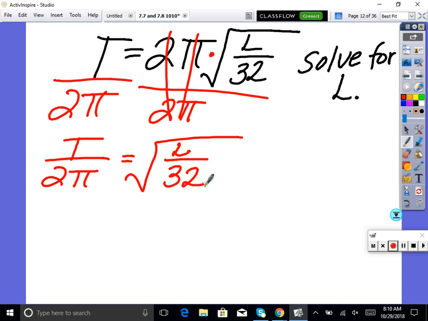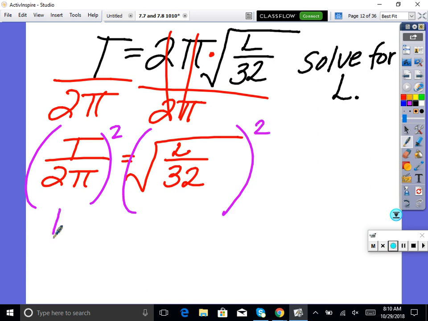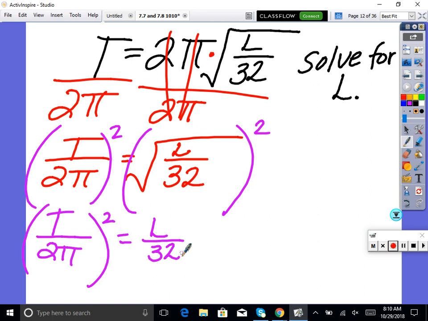Now what would we do? Square both sides, yeah? Everyone? Okay, so we'd square both sides. Square, square. So then we have t over 2 pi, all squared, is equal to L over 32. And then what would we do? Last step: times by 32. Now you'd say, is L alone? Yes. So all is good. Now because we don't know what t is, we're not going to have to solve anymore. Like we're good. Right here is good to go.